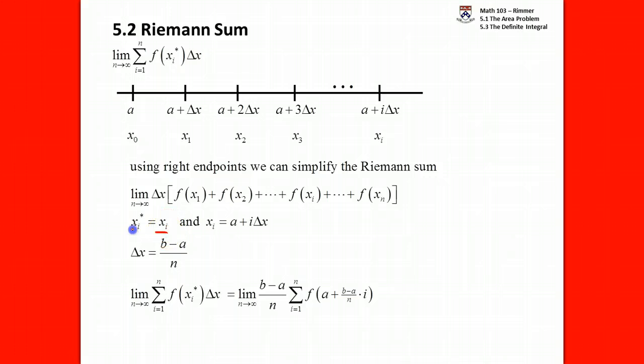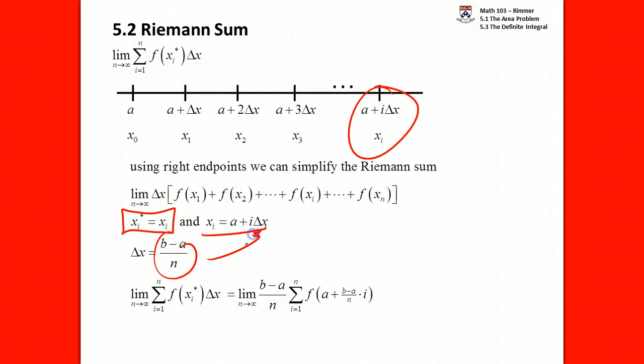So xi star is xi, and xi looks like this. Now delta x looks like this, so I get this being xi star. Then it gets multiplied by delta x, but delta x has nothing to do with the summation, so I'm going to pull it out of the summation.